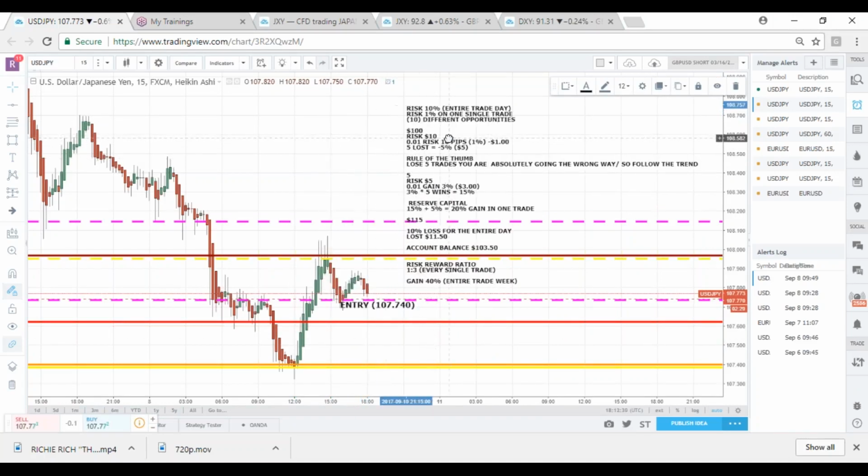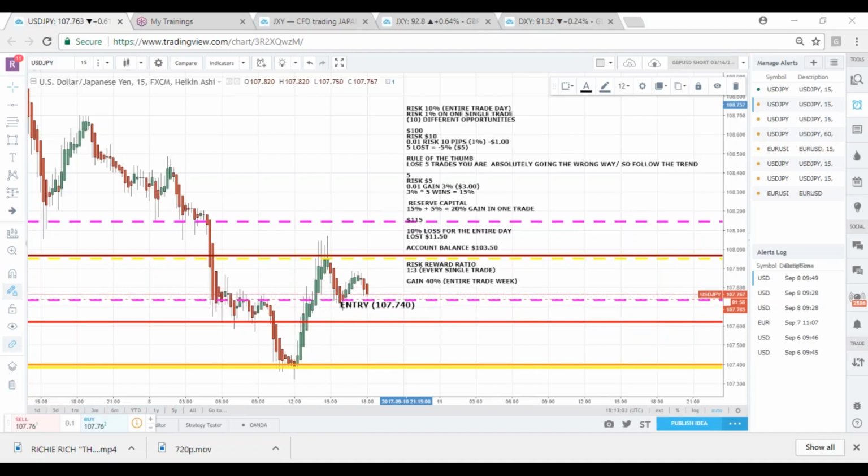Okay, so risk management is the key to trading. Risk management works as so. We only risk 10% of our entire account on one single trade day. So if we risk 1% on one single trade, that's 10 different opportunities that we'll get to take within that trade day.